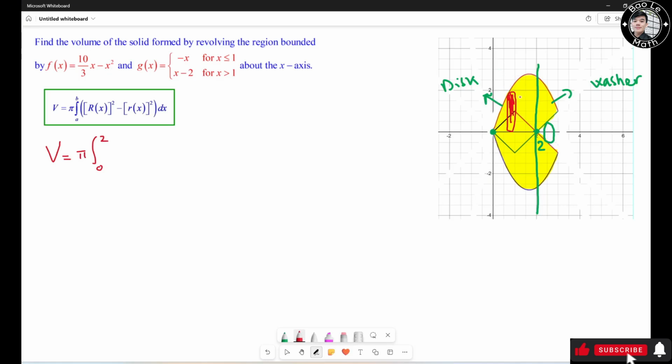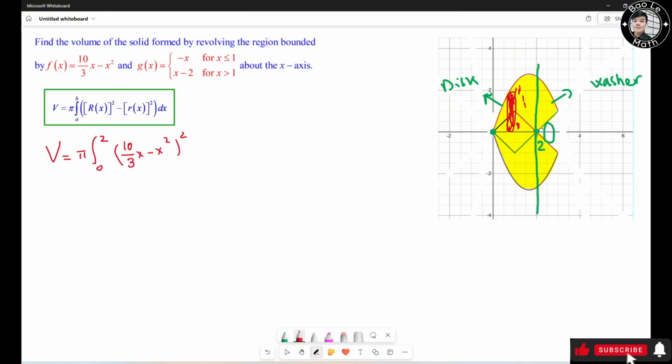Now since you revolve these regions about the x-axis, this region right here and this region right here overlap, right? So you just count one only. That's why you're going to use the outer radius only. So it's going to be 10 over 3 s minus s squared, all together squared.